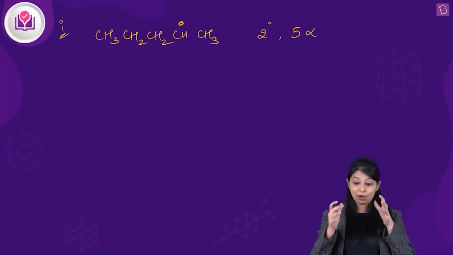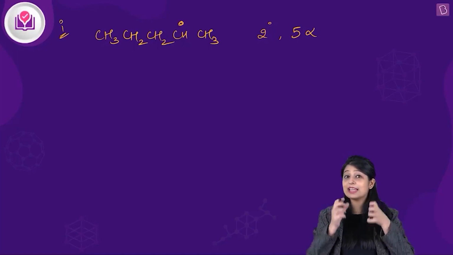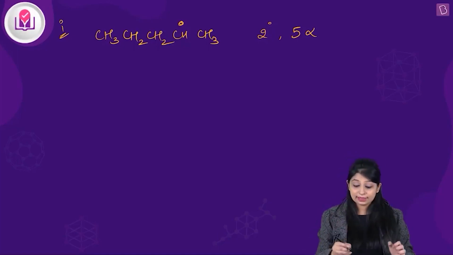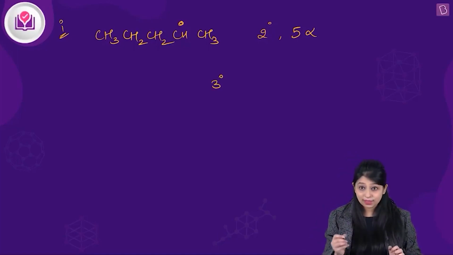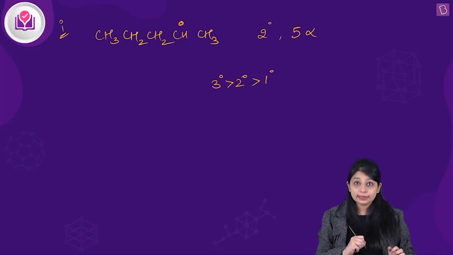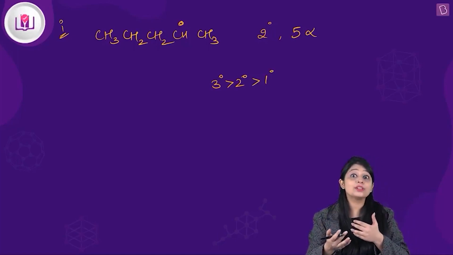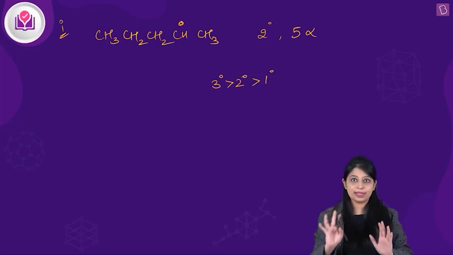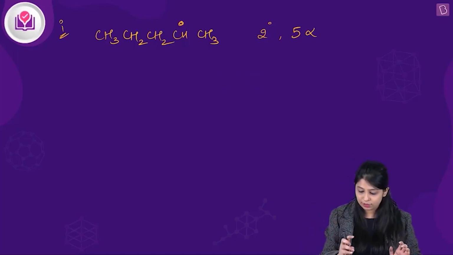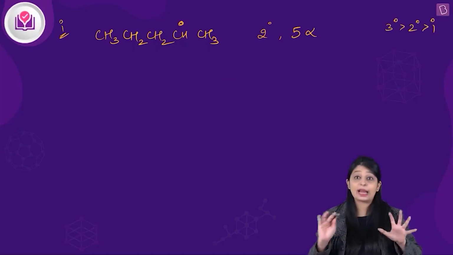Before coming on to this, I hope you remember the stability of free radicals. Well, a 3-degree free radical is more stable than a 2-degree free radical, which is more stable than a 1-degree free radical. And the free radical which has more alpha hydrogens is more stable. That's what we have to remember. I'm just writing it here so that you can look at it for your reference.